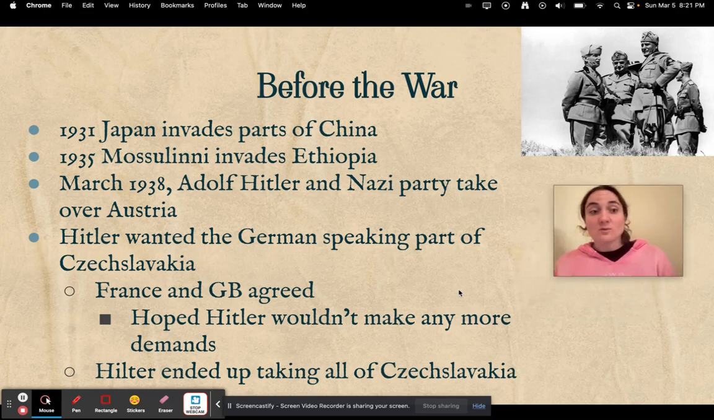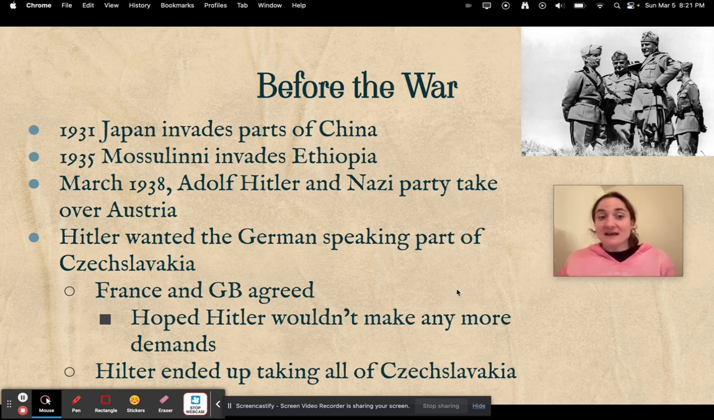Before the war, in 1931, Japan invades parts of China. A lot of this had to do with Japan being a rock island. There's not a lot of natural resources out there. So a lot of it is they were looking for metals and they were looking for oil. So that's one of the big reasons why they invade China.